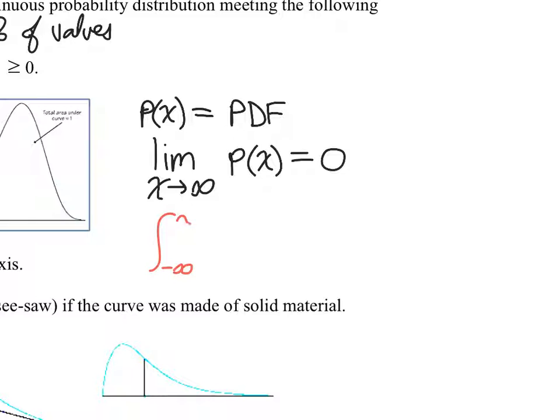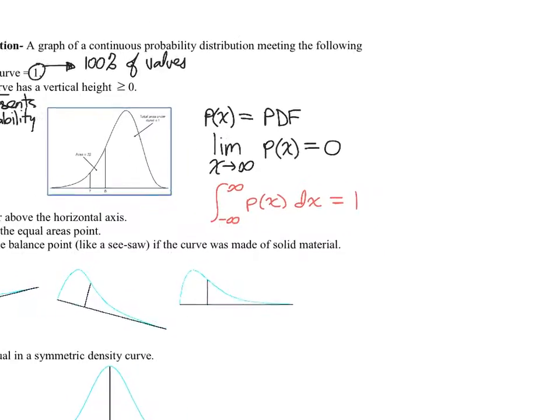And we'd be talking about the improper integral going from negative infinity to infinity of p of x dx. That would be equal to 1. All right, so that's the justification that the area under the curve would be equal to 1.